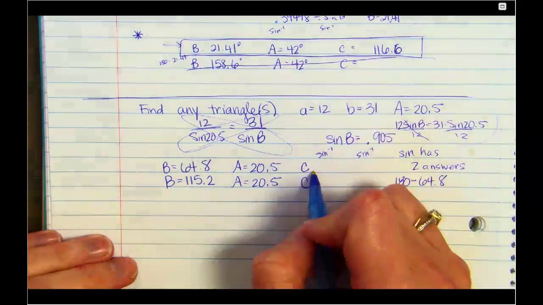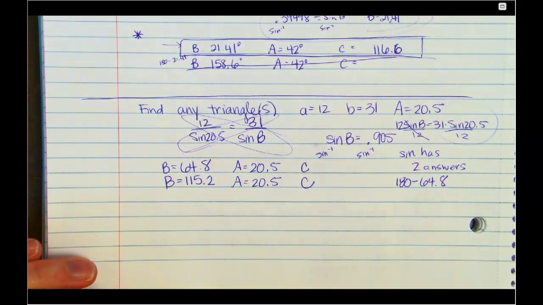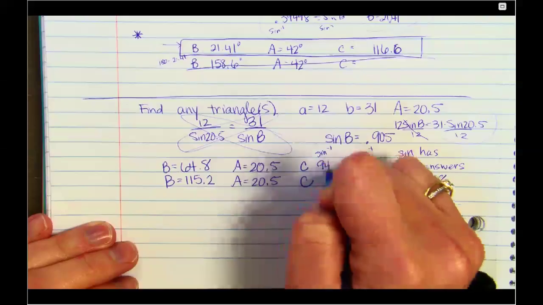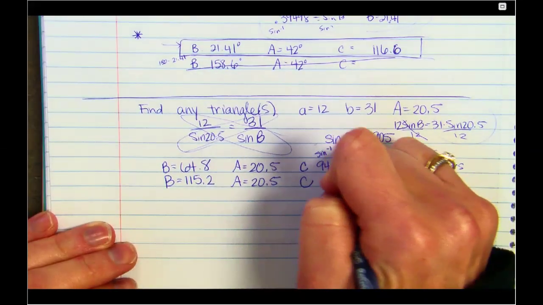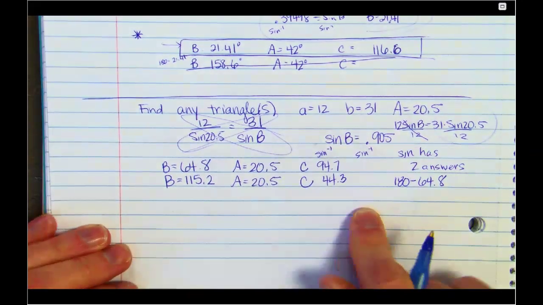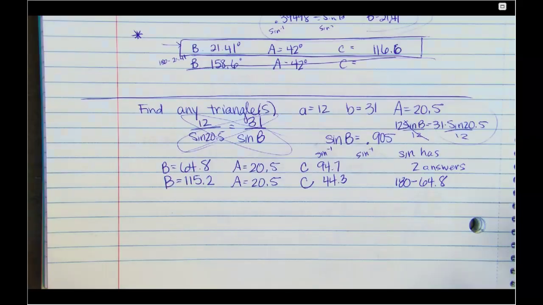Okay, what's angle C for the first one? Yep, 94.7. What's angle C for the second one? 44.3. So notice that we have 2 that work. Okay, so that's that.